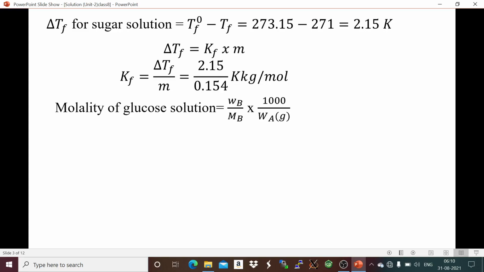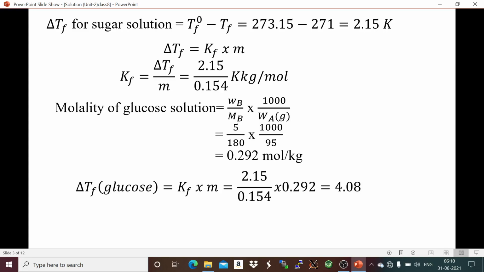Okay. Next, molality. So putting the value, you will get 2.15 divided by 0.154. Now molality of glucose solution. So molality of glucose solution, again mass of glucose 5, molar mass 180, 95 gram is water, mass of solvent water. So in gram, you just calculate it out and it is 0.292 mole per kg, that is molal.